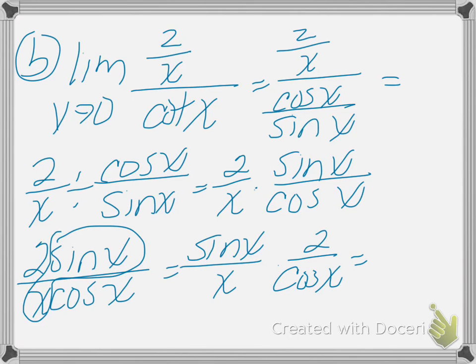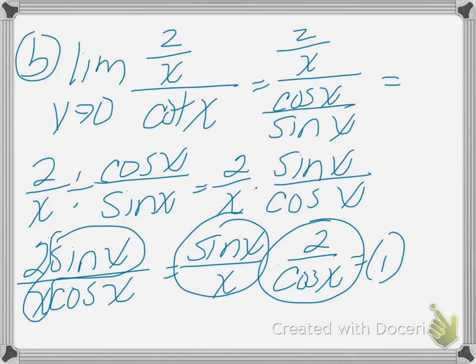So the limit as x goes to 0 of sine x over x is just equal to 1. And if you look at the next part here, and you put 0 in here for x, you get cosine of 0, which is 1. 2 over 1 is just equal to 2, and 1 times 2 is 2. All these limit problems are worth 7 points, by the way, each.